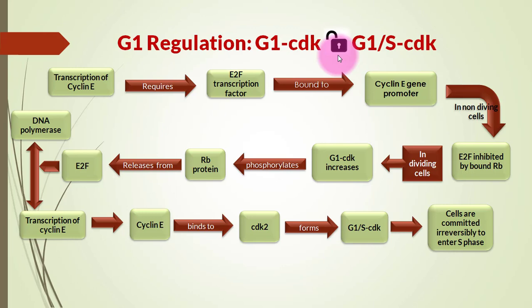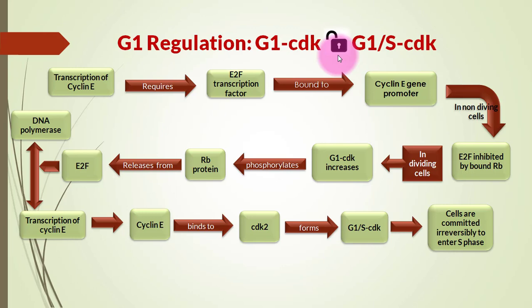G1 phase is the only time in the cell cycle where cells are sensitive to signals from their external environment. So G1 is the only time that a cell is sensitive to extracellular signals, growth factors and mitogens that can affect the cell cycle and stimulate the cell to enter the cycle. This can only happen during the G1 phase.